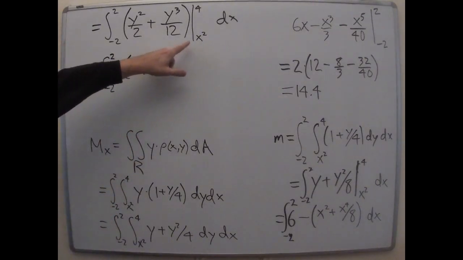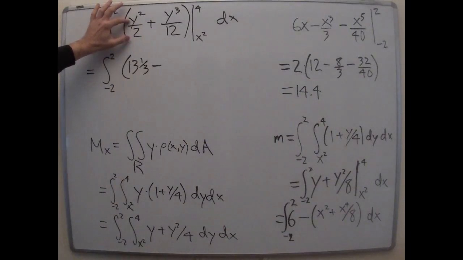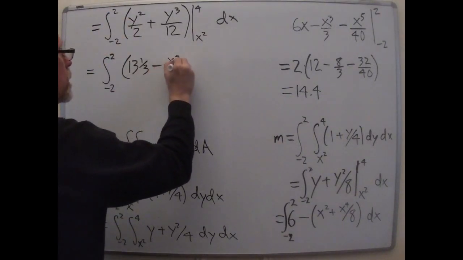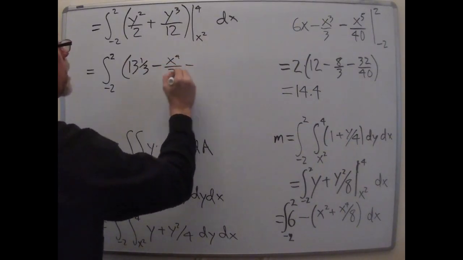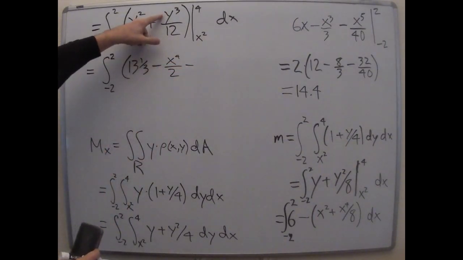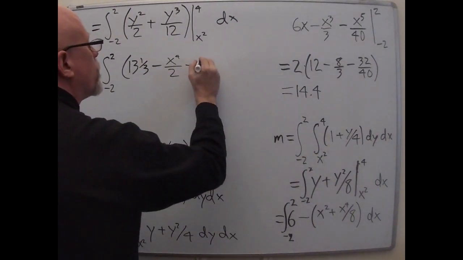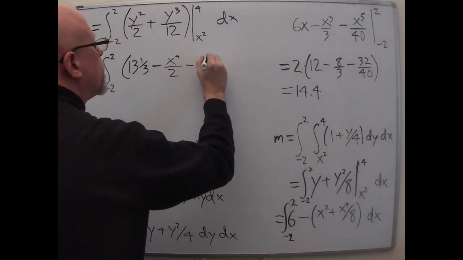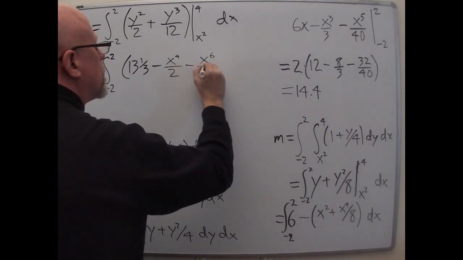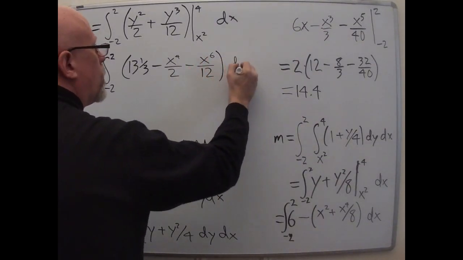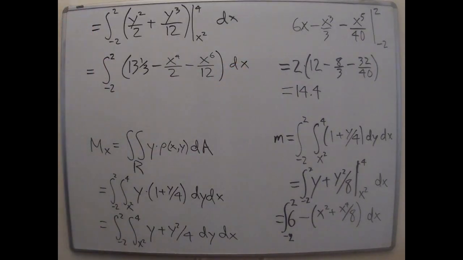At the lower limit, we're going to have x squared squared, or x to the 4th over 2. And we're also going to be having x squared to the 3rd. Wow, that's 2 to the 3rd. 2 times 3, 6. X to the 6th over 12. Wait. That's a lot. It's a high power. Anyway, that all has to be integrated with respect to x.